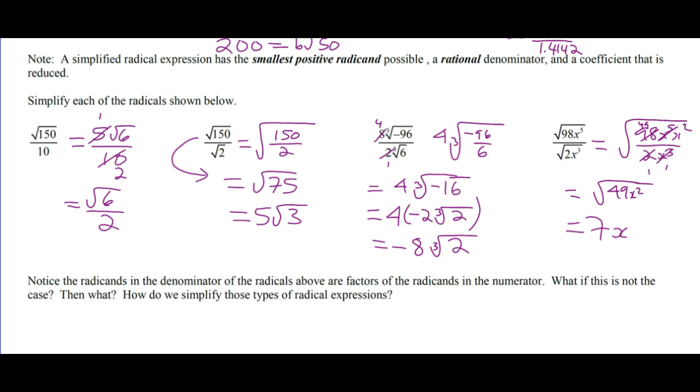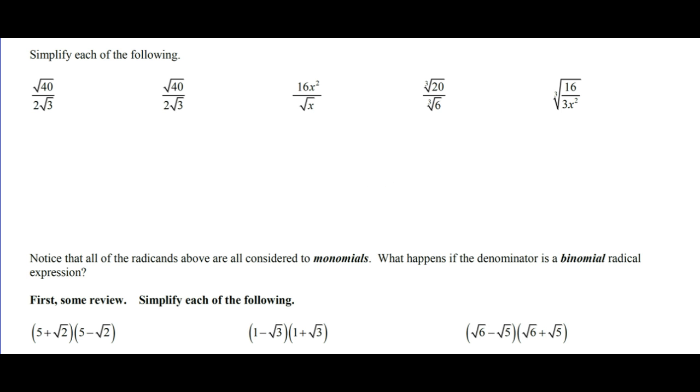Now, this was the easy stuff, right? The radicands in the denominator, the radicals above, are factors of the radicands in the numerator. Remember, they'll go in, right? If I set up this division, 150 is divisible by 2, 96 by 6, 98 by 2. What if it's not the case? Then what? How do we simplify those types of radical expressions?